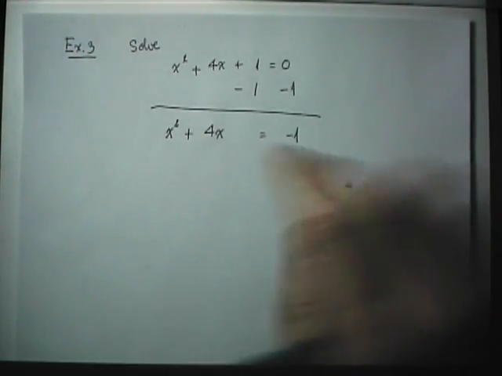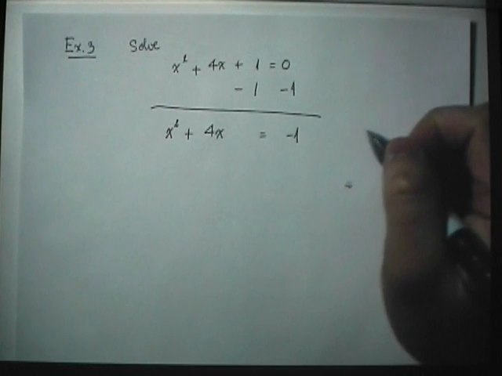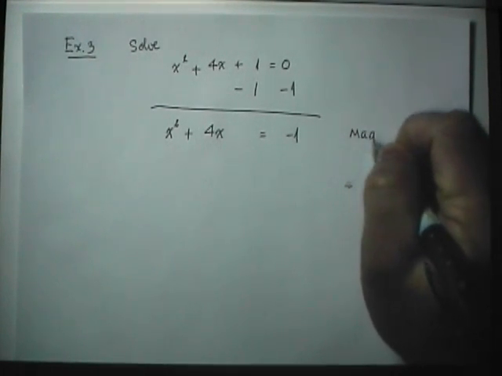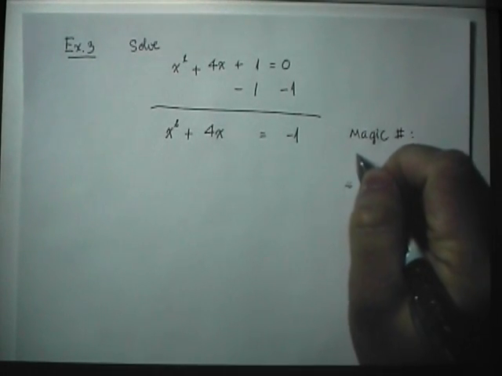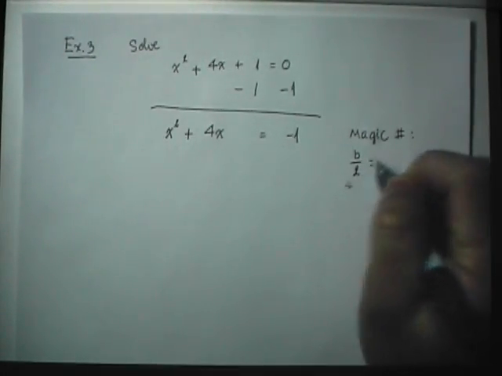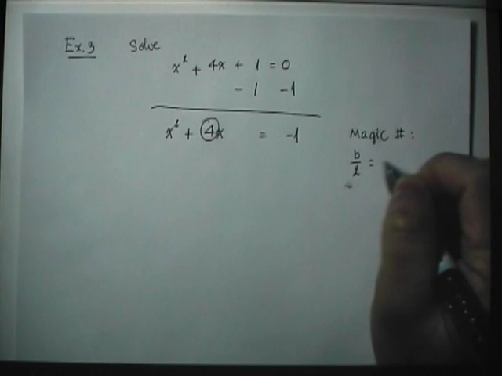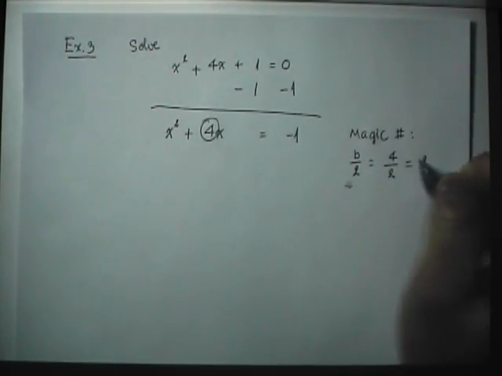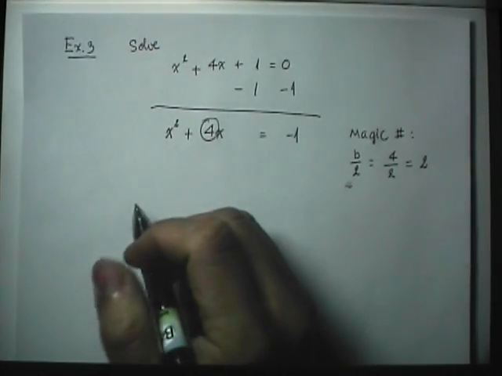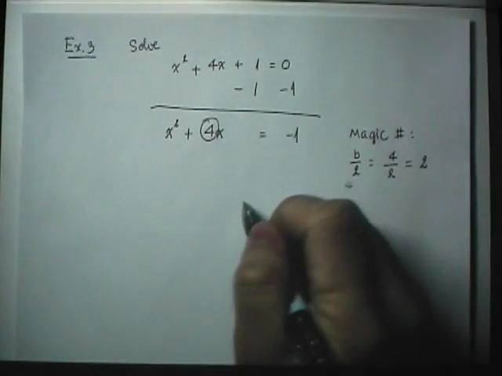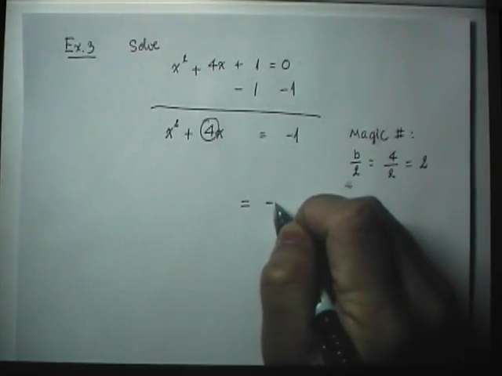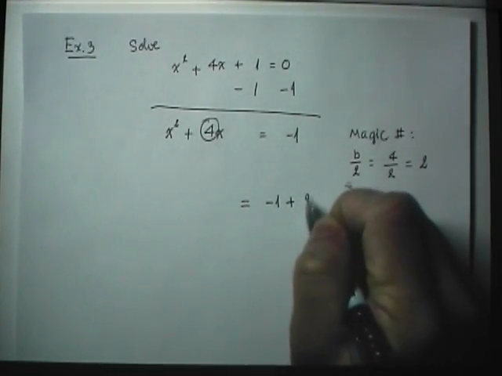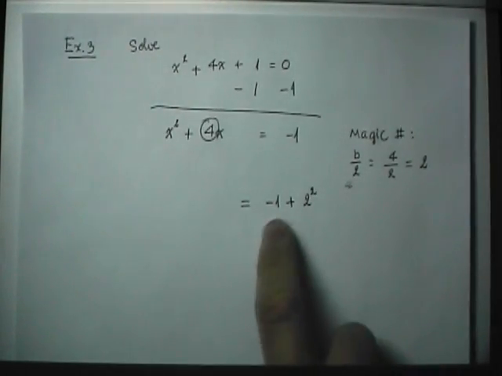Once again, in the method for completing the square, you need the magic number. The magic number for this problem is b over 2, and my b in this problem is 4. So I have 4 over 2, which equals positive 2. Now, in the next step, at the equal sign, on the right hand side I'm going to add the square of the magic number.